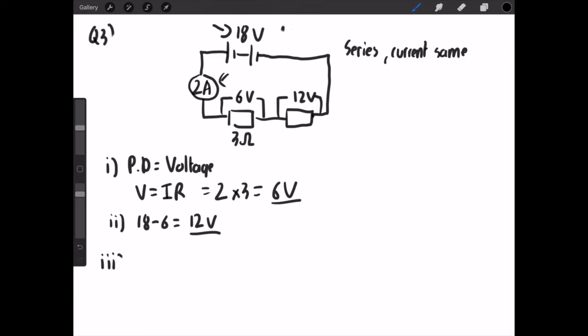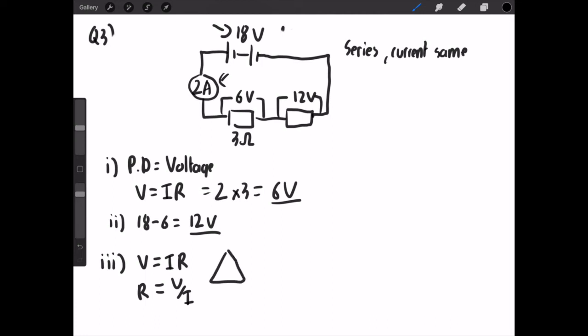Part 3, and again I will write this on up here. Now we want to work out the resistance of this mystery component Y. I'm going to use Ohm's law again. V equals IR. This time I know the voltage, and the current is the same. It's a series circuit, so the current will not change. I need to manipulate this, so I need to swap it around. So that will be V over I.